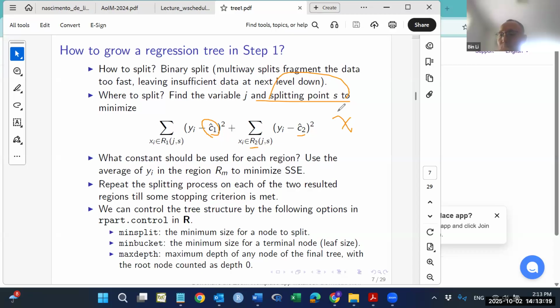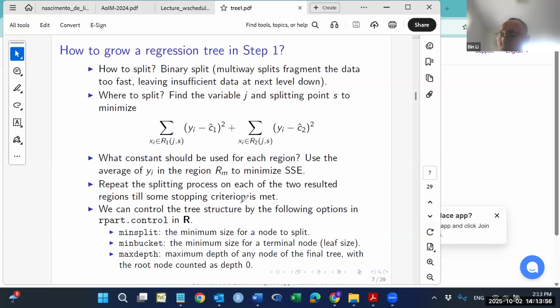So for the optimal split, basically, for each variable, we pass through all the unique values as splitting points, and then search over all the x variables. That's it. So you will find the optimal split that minimizes this. Okay, so this is the binary splitting. If you know how to do that, then the rest is very simple, because you just repeat this splitting procedure on each of the two resulting regions until some stopping criteria is met.